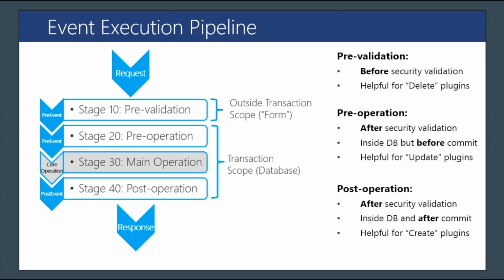And then, of course, a post-operation is triggered after security validation and still within the database, but after the commit is fired. So, for example, I go in and I create an opportunity, and now I want to create a reminder for myself or a follow-up appointment with an individual based on the creation of that opportunity. Once that opportunity has been created and the commit is fired, then you can say, make my plugin create a new appointment for me to follow up with this individual after it has been created.